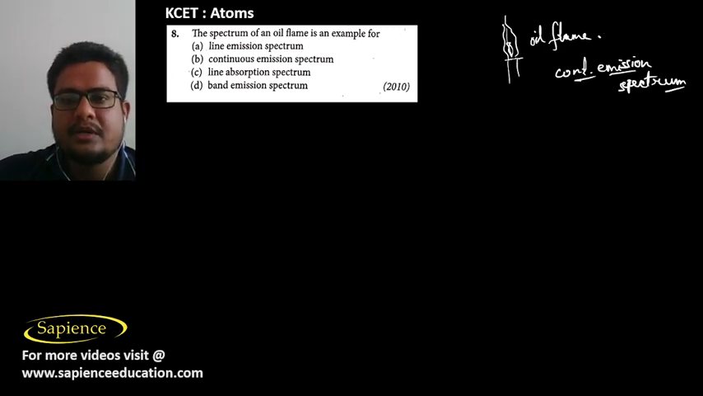Since why? It will emit light of all wavelengths. Its emission will have all the wavelengths. So it is a continuous emission. So it is option B.